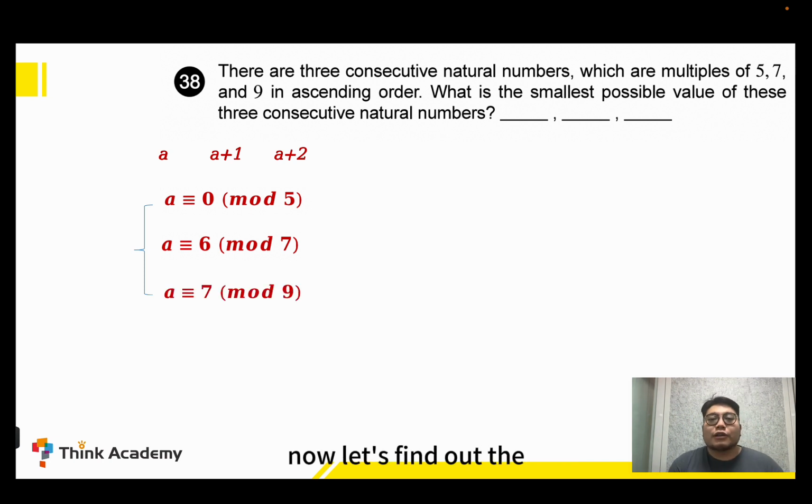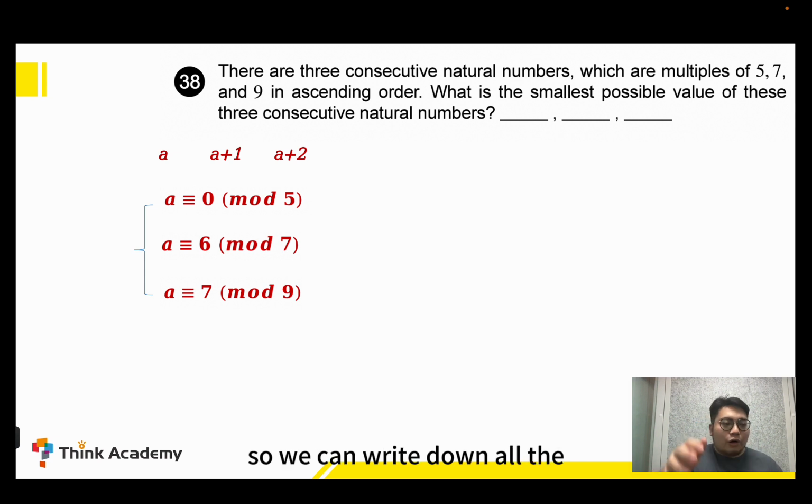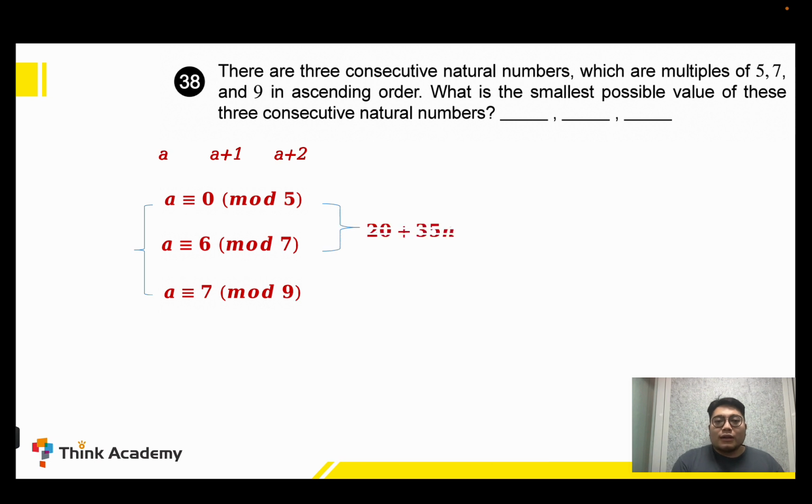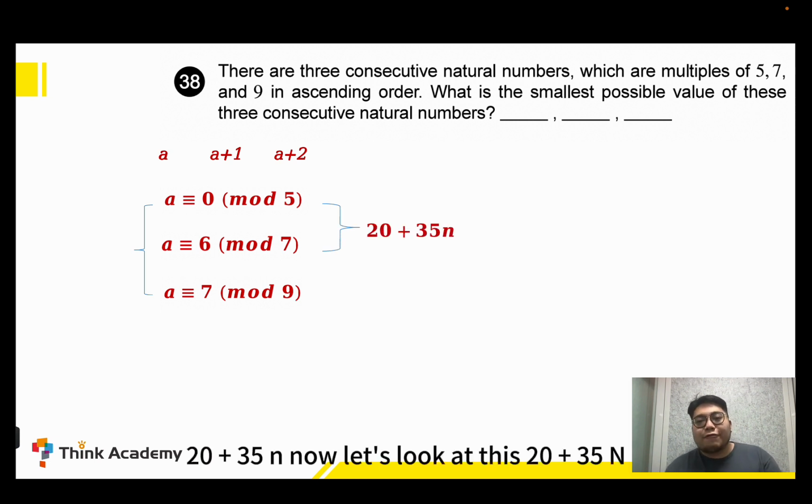Now, let's consider the first condition and the second condition. A mod 5, the remainder is 0, and a mod 7, the remainder is 6. The smallest possible answer is 20, plus the LCM of 5 and 7, which is 35. So we can write down all the numbers meeting this condition as 20 plus 35n.